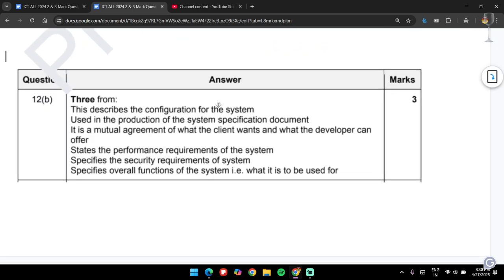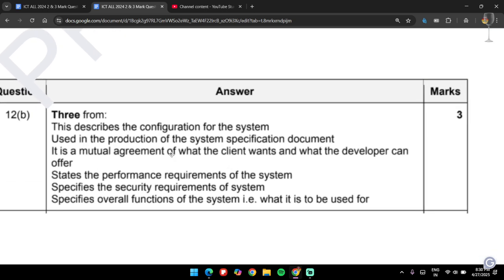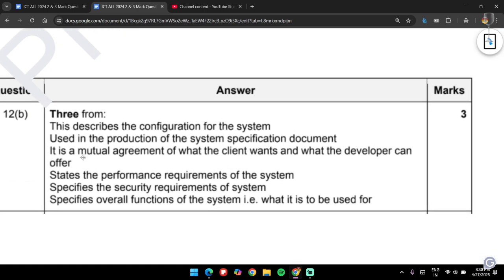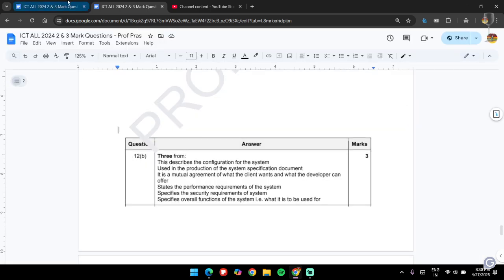This describes the configuration for the system used in the production of the system specification document, which is a mutual agreement of what the client wants and what the developer can offer. It states the performance requirements of the system, the security requirements of the system, and specifies the overall functions of the system, that is what it can be used for.